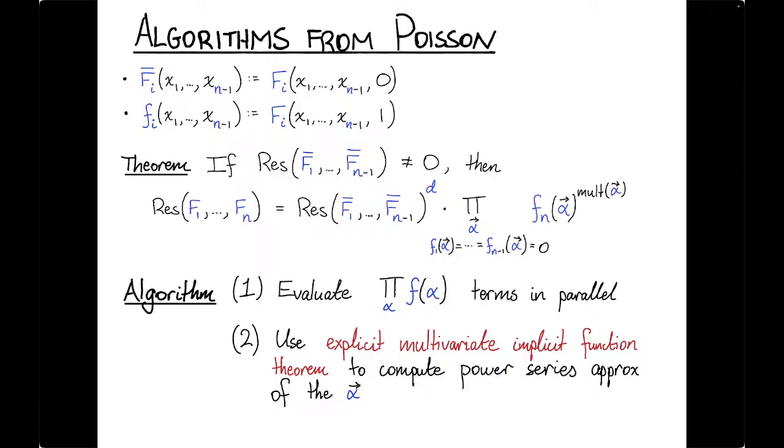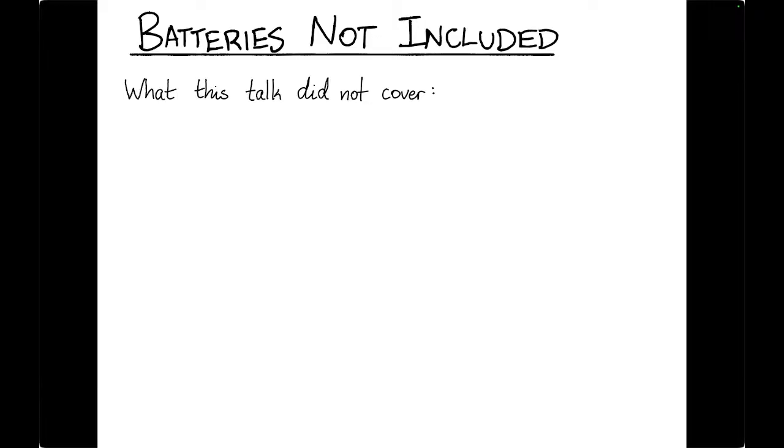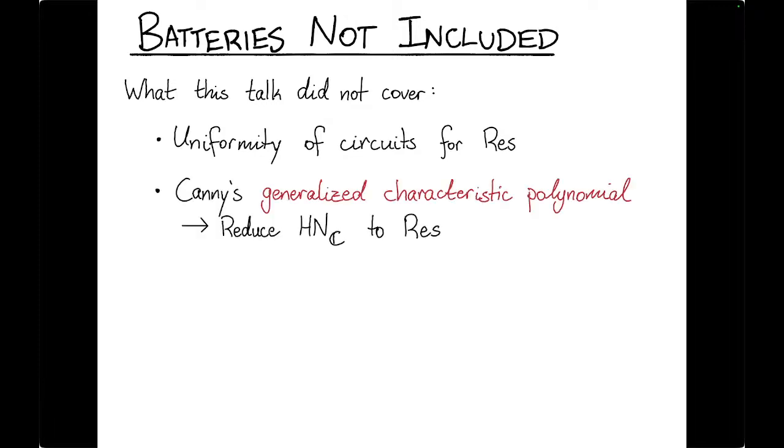So I'm starting to run out of time. Let me just tell you what this talk didn't cover. There's more in the paper. I didn't speak at all about the uniformity of these circuit constructions. This is tedious, but it's important for the counting hierarchy bound. There's not too much insight to be gained from this.